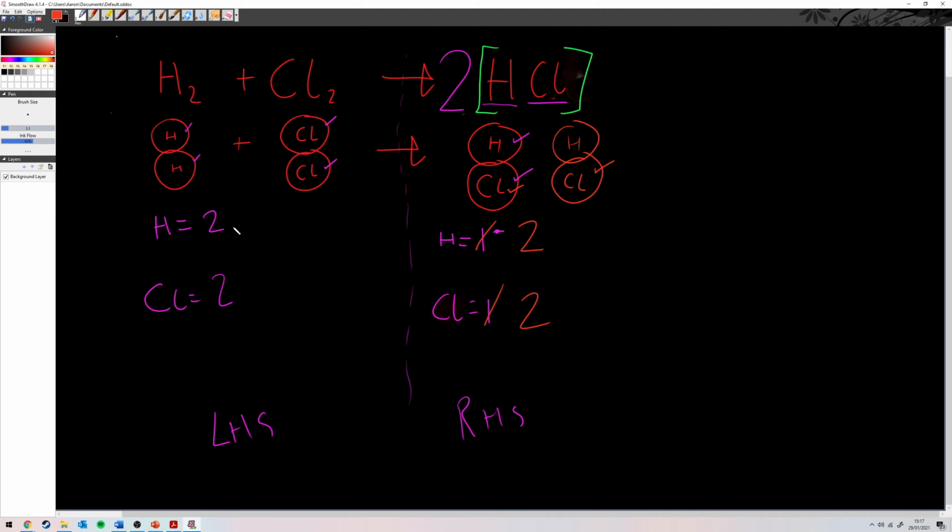Well, I've got 2 hydrogens here and 2 hydrogens here, so that is good. I've got 2 chlorines here and 2 chlorines here, so that is good. So this is now balanced. So if you were able to do that, then that is amazing.